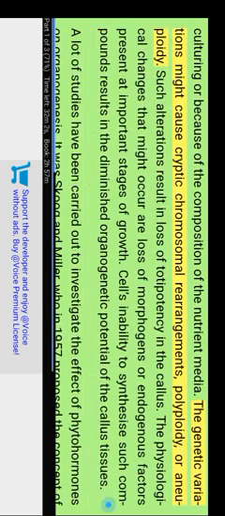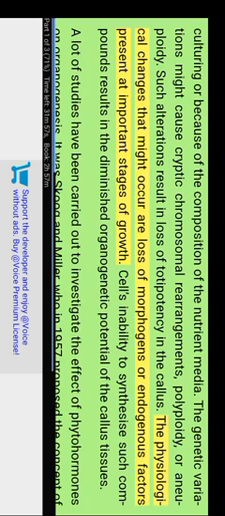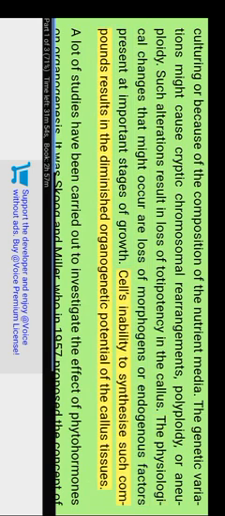This might be attributed to the physiological or genetic changes occurring during the repeated culturing, or because of the composition of the nutrient media. The genetic variations might cause cryptic chromosomal rearrangements, polyploidy, or aneuploidy. Such alterations result in loss of totipotency in the callus. The physiological changes that might occur are loss of morphogens or endogenous factors present at important stages of growth. Cells' inability to synthesize such compounds results in the diminished organogenetic potential of the callus tissues.